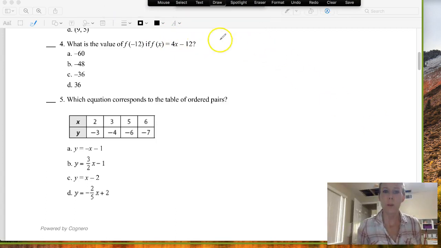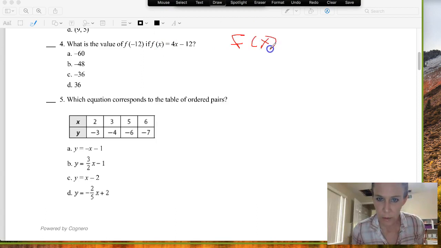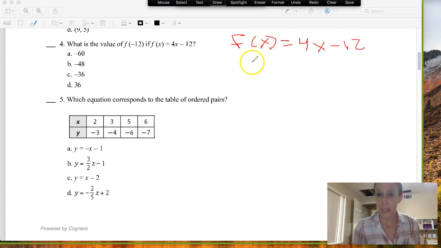Okay, number 4, what is the value of f of -12 if f of x equals 4x minus 12? So this is in function form. Don't let f of x confuse you. It just means the function at x for a specific point. f of x in an equation form is just y. Okay, so all this means is I plug in -12 for x and I get out y.